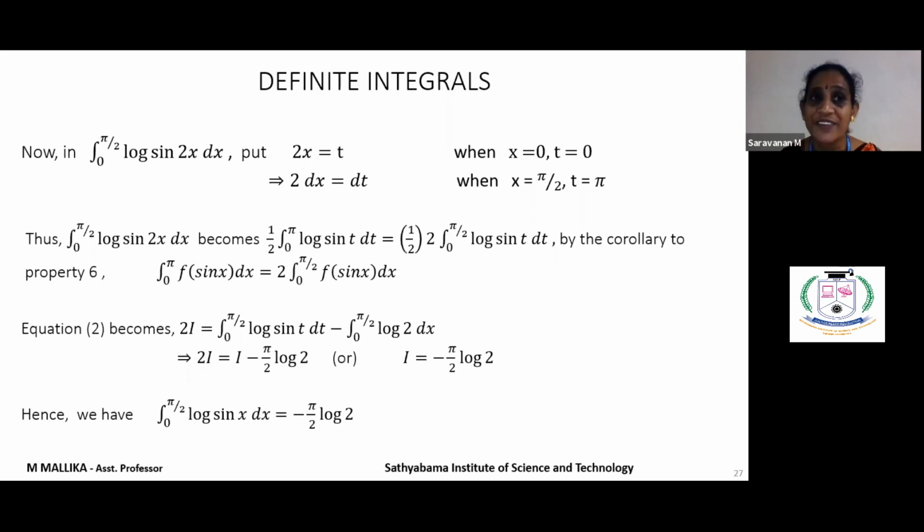Once you make a substitution, since we have limits here, I have to change the limits also. When x is 0, t becomes 0. When x is pi by 2, t becomes pi. So integral 0 to pi by 2 log sin 2x dx becomes half integral 0 to pi log sin t dt. But 0 to pi log sin t dt is of the form 0 to pi f of sin x dx, which can be written as twice integral 0 to pi by 2 f of sin x. So you'll be getting it as integral 0 to pi by 2 log sin t dt, which means you get 2I equals I minus pi by 2 log 2, or I is equal to minus pi by 2 log 2.